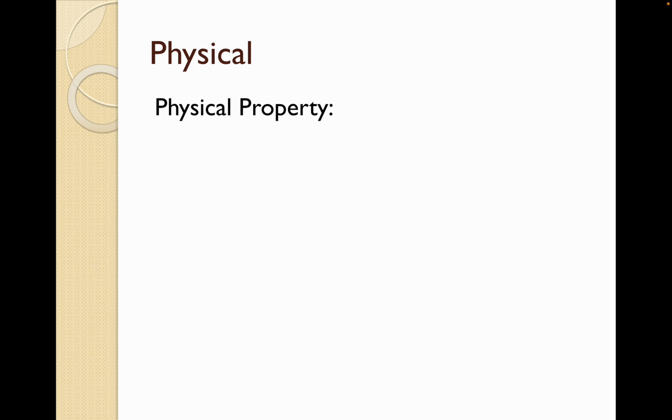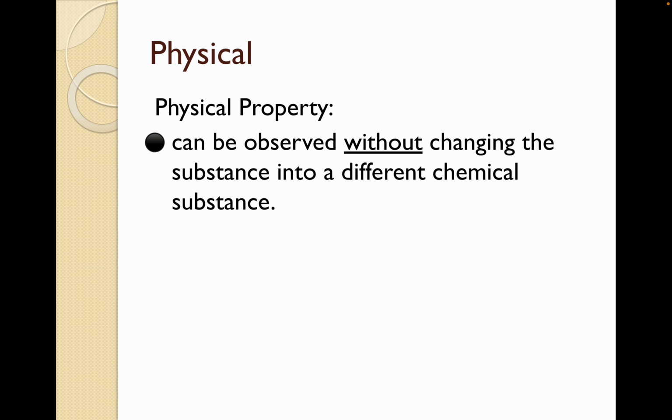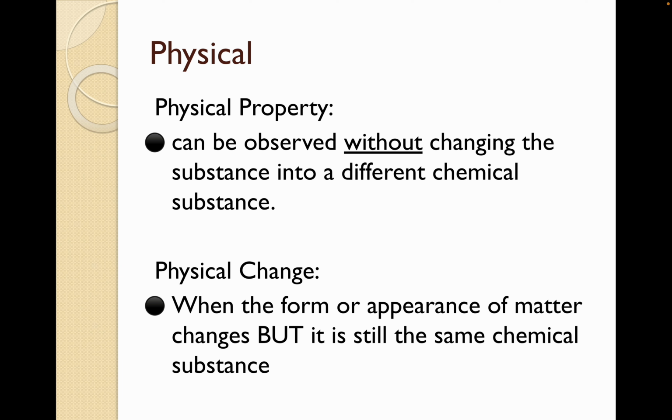and chemical properties, which will be after. So physical properties. These are pretty obvious, of course, because they can be observed without changing the substance into a different chemical substance. A physical change would be when the form or appearance of matter changes, but the chemical substance remains the same. You can change something about that substance, but chemically, the makeup is the same. Nothing really chemically changed. It just physically changed to our eyes.